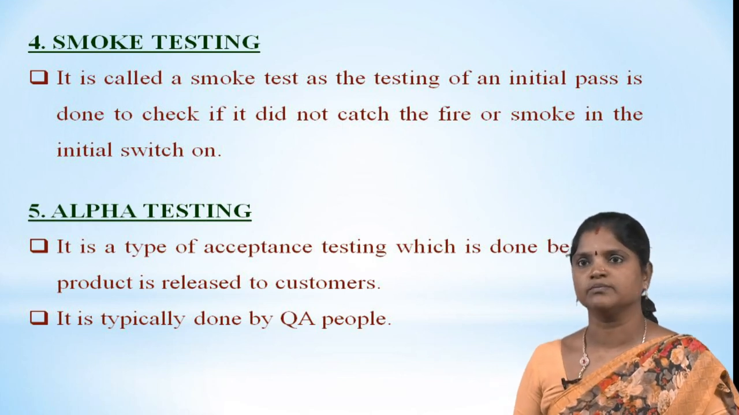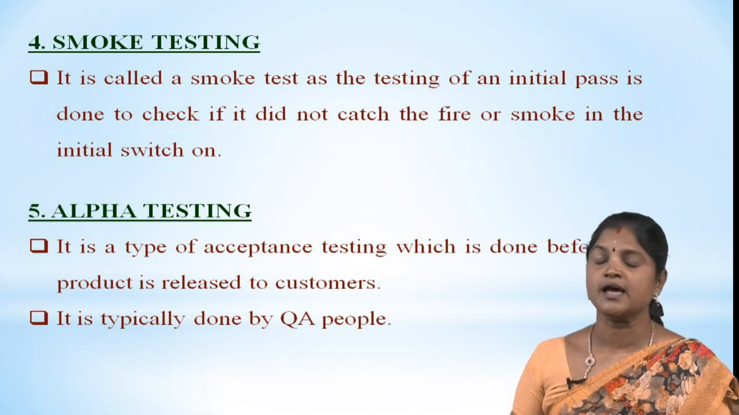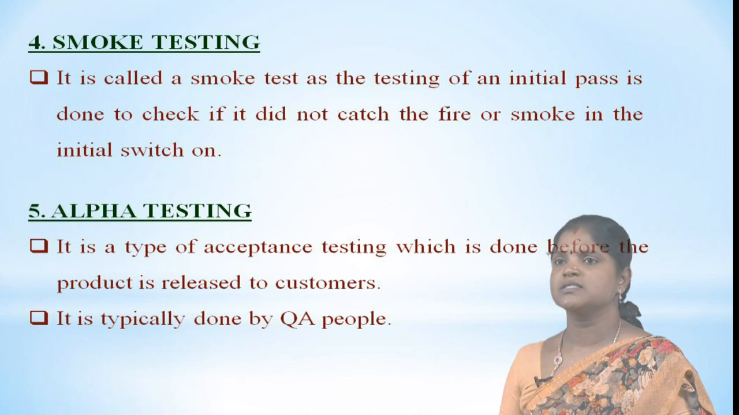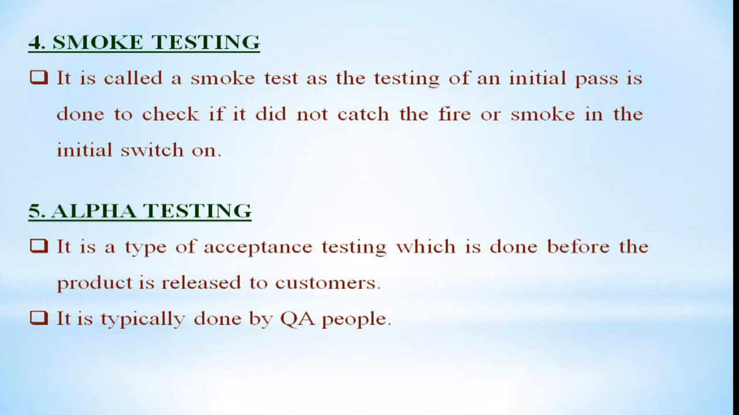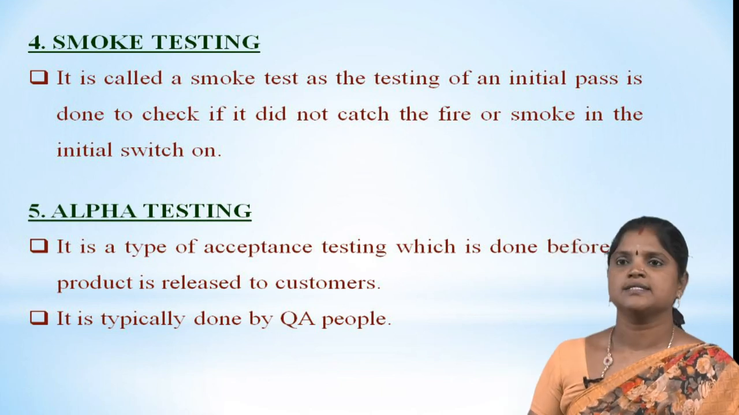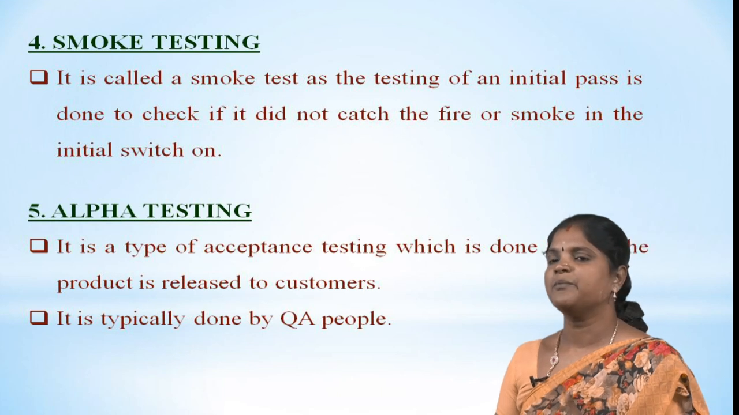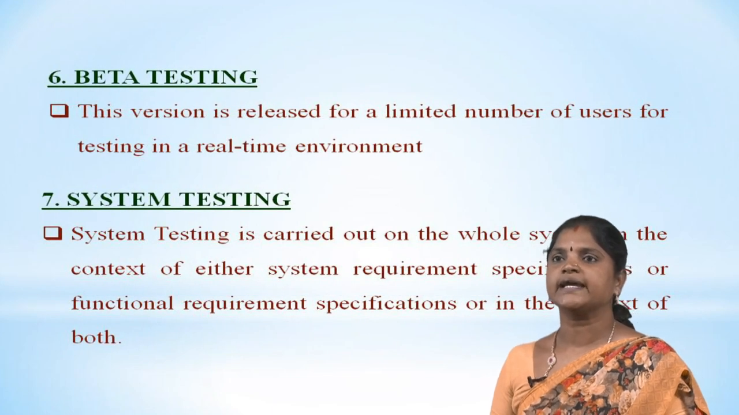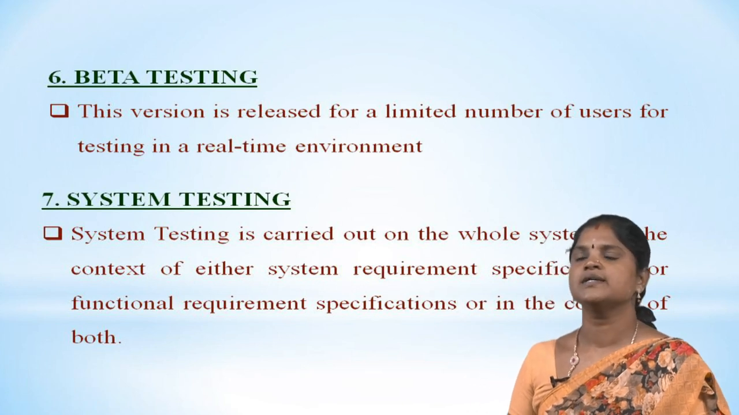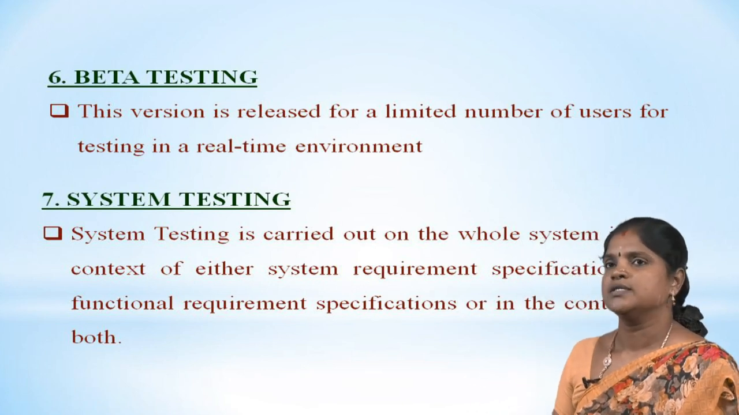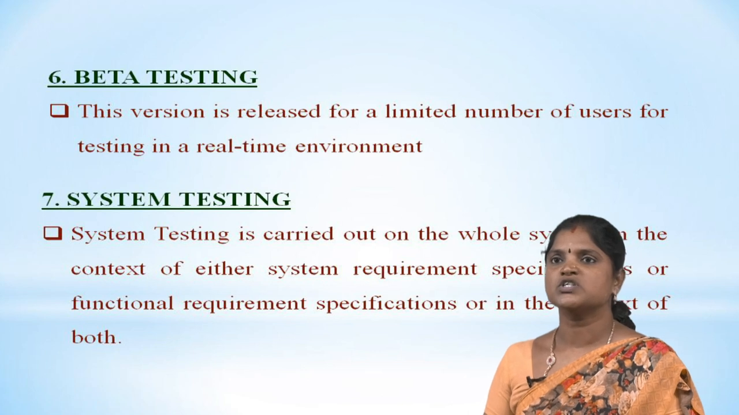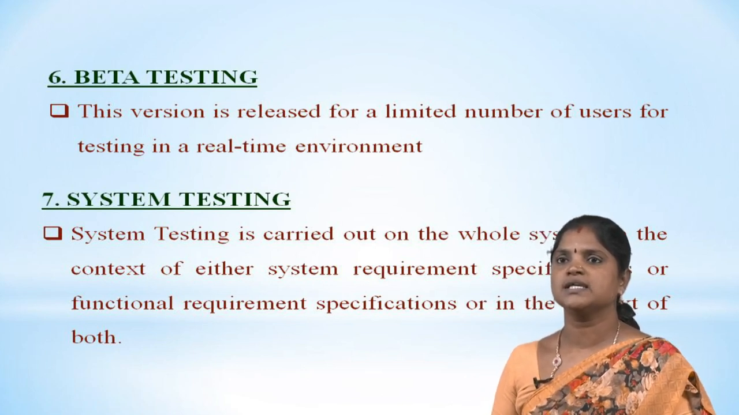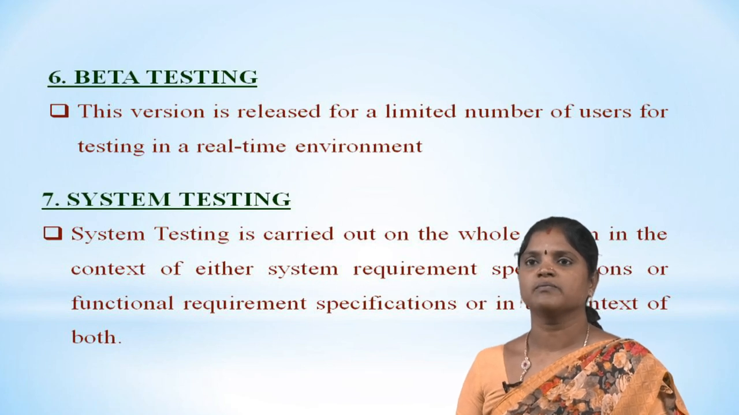Fifth, alpha testing. This type of testing is a validation testing. It is a type of acceptance testing which is done before the product is released to the customer. It is typically done by QA people. Beta testing. Beta testing is conducted at one or more customer sites by the end users of the software. This version is released for a limited number of users for testing in a real-time environment.